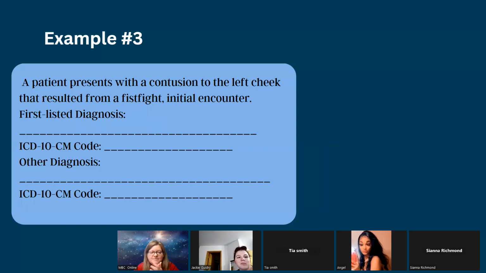All right, so a patient presents with a contusion to the left cheek that resulted from a fist fight. Initial encounter. What is our first listed diagnosis? What is this patient here for? Contusion. Contusion, but I want to say a fist fight as well. They're there because of the fist fight, but they're there for the contusion, to get the contusion treated, right? But yeah, they are there because of that fist fight, definitely. But yeah, so the first listed diagnosis is actually going to be contusion to the left cheek.